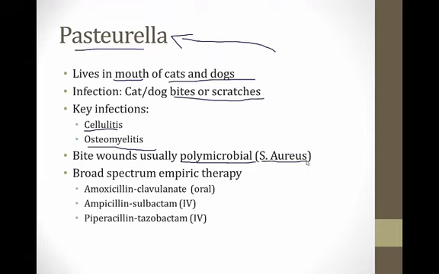They contain Staph aureus. They also contain anaerobes. So you generally don't treat them with just an antibiotic for the Pasteurella. You use broad spectrum therapy like amoxicillin clavulanate as an oral option, or ampicillin-sulbactam or piperacillin-tazobactam as IV options. But you always want to use something broad spectrum in anyone who's got an animal bite.